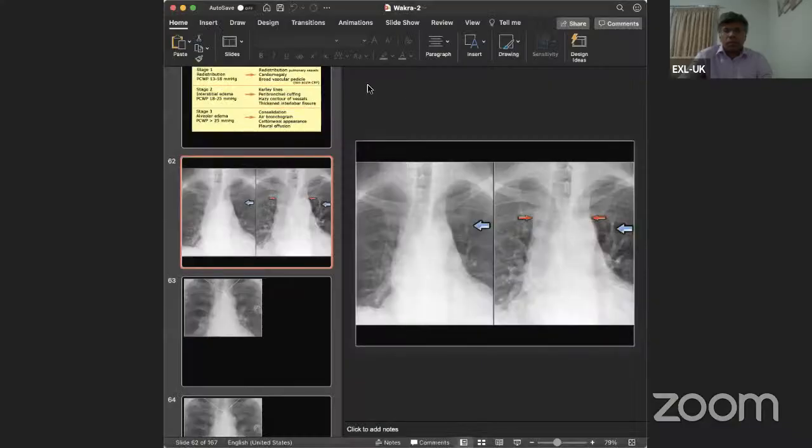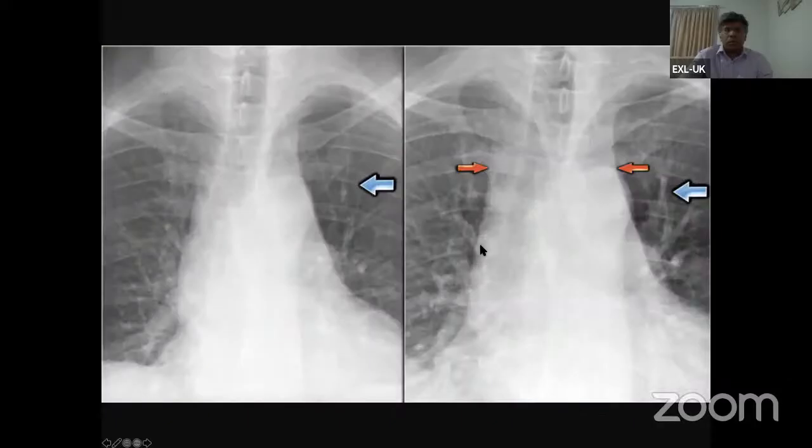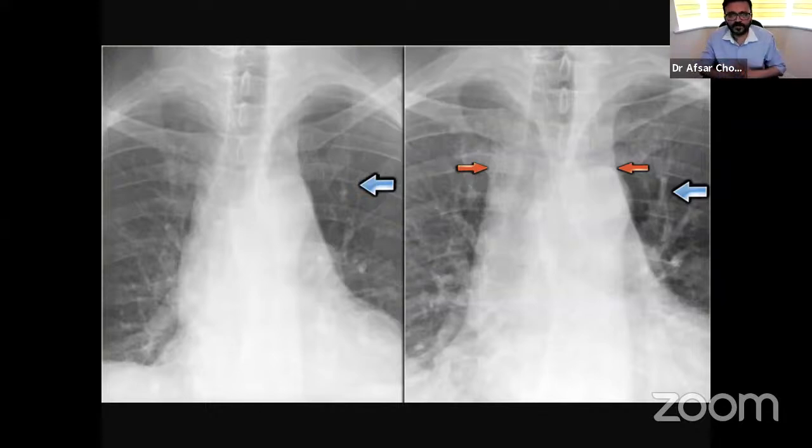Yeah. So we'll just give it 1 or 2 minutes for people to leave while you get your X-rays ready. If you load up your X-rays. Can you see the X-ray?